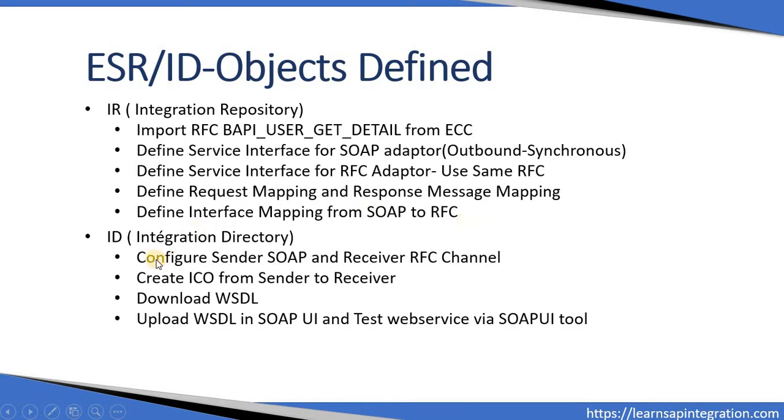In the directory, we need to configure sender SOAP and receiver RFC channel, create ICO. Once we create this, we need to download the WSDL, and using that WSDL, we have to trigger the SOAP message using any web service tool. In this case, we are going to use SOAP UI. Okay, let's begin.